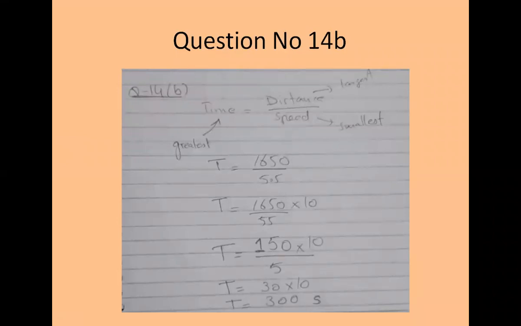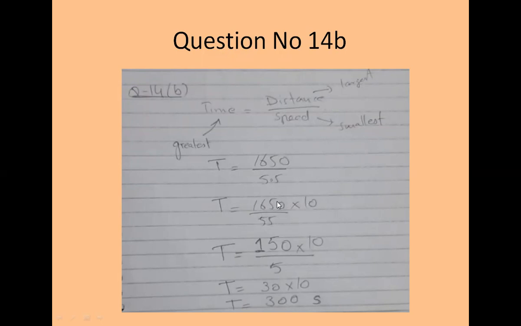Time is equal to distance divided by speed. Because we want the greatest value for the time, the distance must be largest and the speed must be smallest. So the greatest time will be equal to 1650 divided by 5.5. We have taken the upper bound of the distance divided by the lower bound of the speed, which is 5.5. So I remove this decimal sign and put a 10 here.